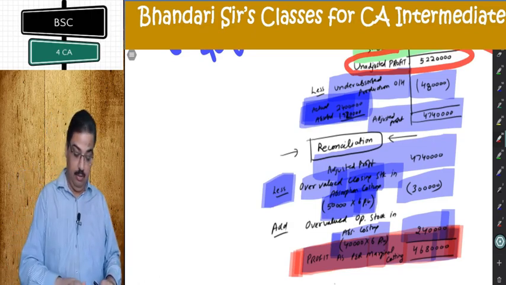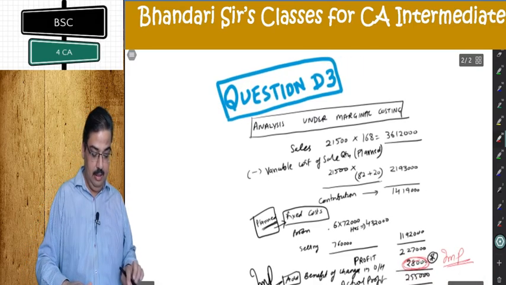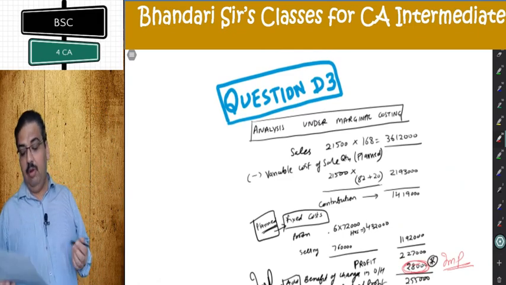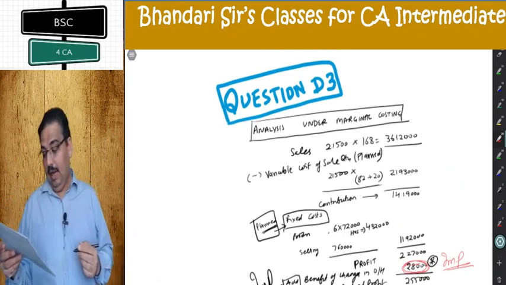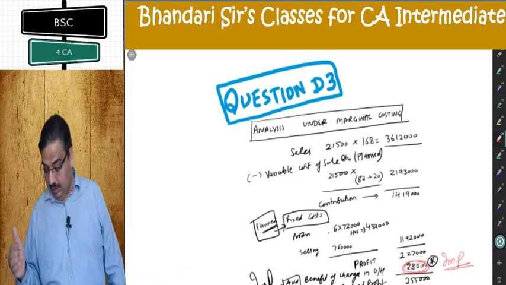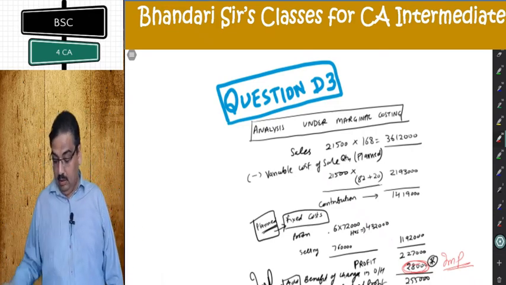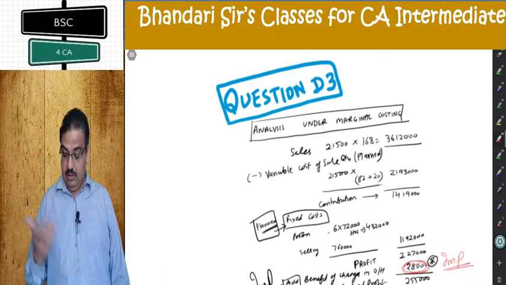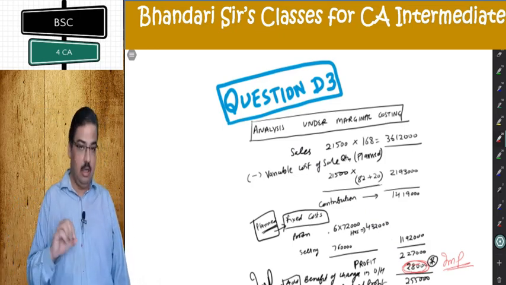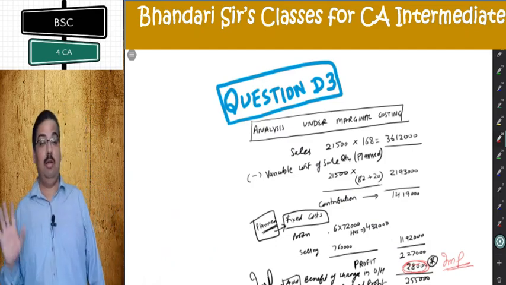Next one, D3. You are given lots of data, and the first point wants you to compute unit cost and total income under absorption costing and marginal costing, then calculate under over absorption of overhead. In the third point he says reconcile the difference between the two incomes. So it's a standard question again. A little bit of adjustment is there with regard to overheads, but other than that it's a very simple question.